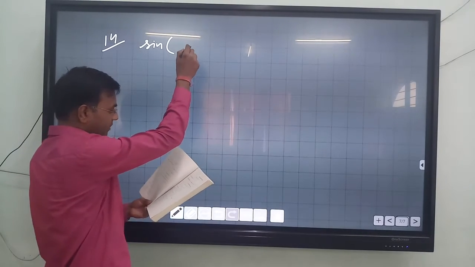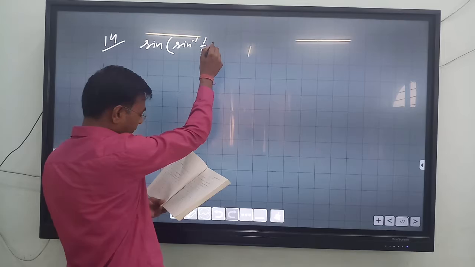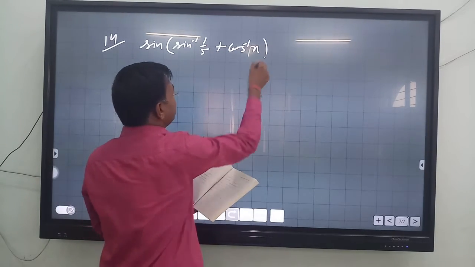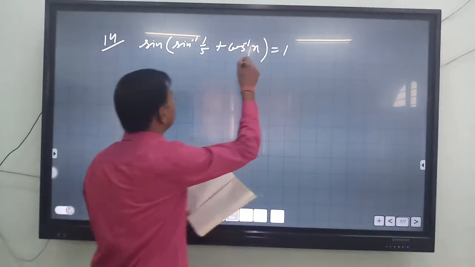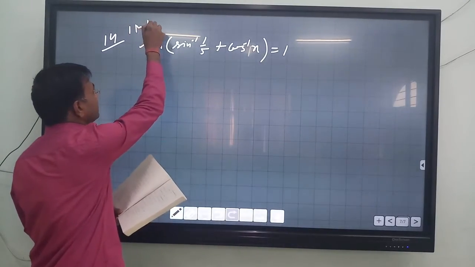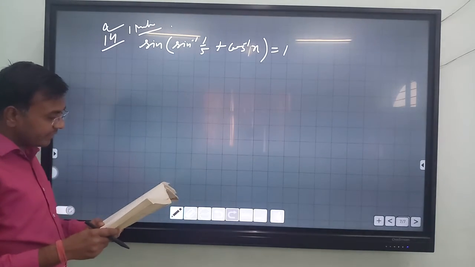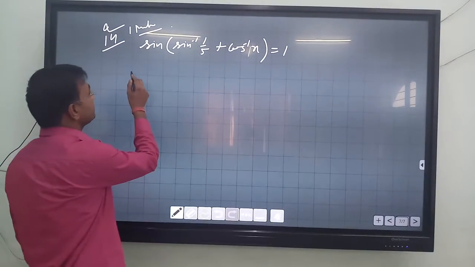we have given sin inverse 1 by 5 plus cos inverse x equals 1. Good question for 1 mark. Important, asked in board for 1 mark. Then find the value of x. We need to find the value of x.